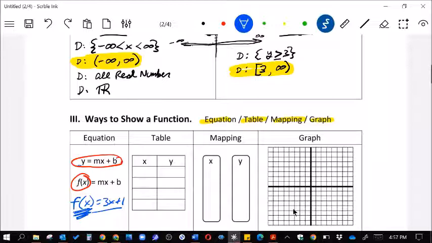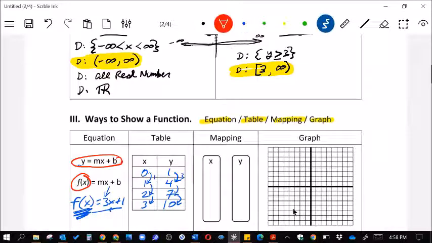Now, you can show a function in terms of a table. Let's put a few points in there, and let's just do, say, 0, 1, 2, 3. And if I put 0 in this place, I get a 1. If I put 1 in here, I get 4. If I put 2 in here, I get 7. And if I put 3 in here, I get 10. Now, you see that the difference in the y's is 3 each time. And the difference in the x's is 1. So this difference of 3 over 1 is your slope of 3.